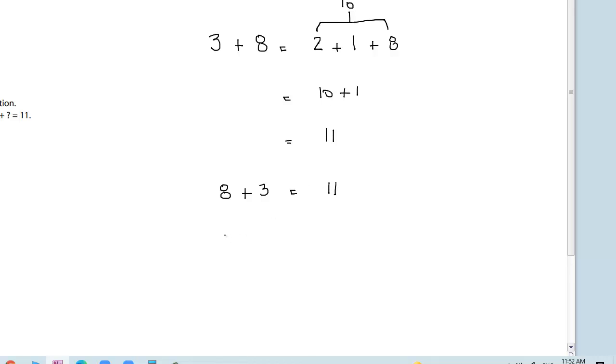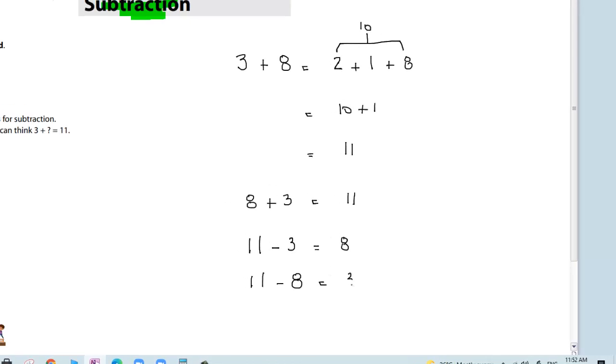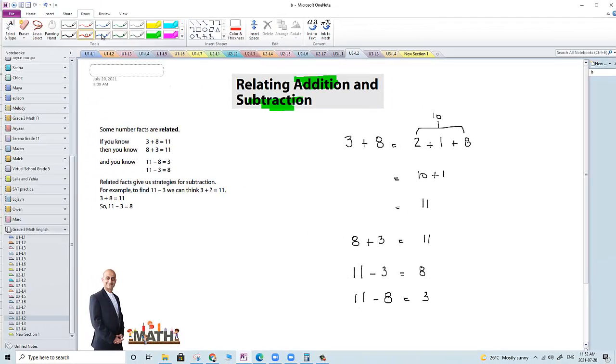Now, there is something called a relation between addition and subtraction. 8 plus 3 equals 11. If I take the 11 and subtract 3 from it, it will give me 8. Or if I take the 11 and subtract 8 from it, it will give me 3. So the relation is here. When I say 11 minus 3, I will get 8. Or if I say 11 minus 8, it will give me 3. So you can see there is a relation between addition and subtraction.